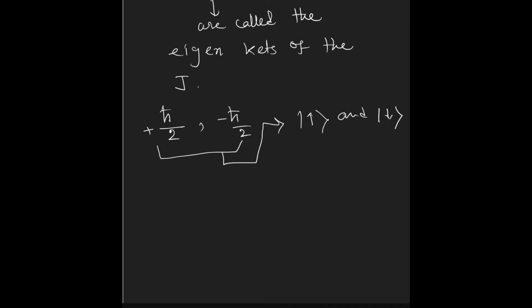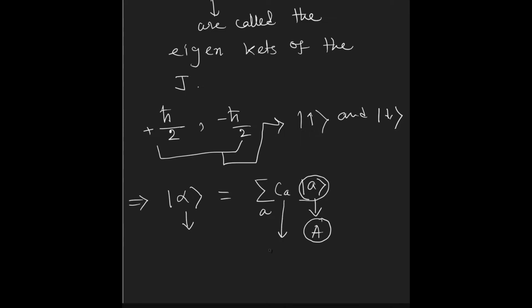Now in general, any state can be written in terms of the eigenstates of an operator. If we represent any state in terms of the eigenstates of an operator, we can easily measure an observable corresponding to the observable A, and here Ca is a complex number.